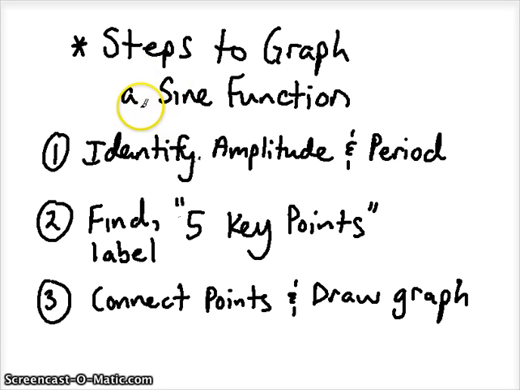So in general, if you can identify the amplitude and the period, and then find and label what I call 5 key points on your graph, and then connect those points and draw your graph, you'll be able to graph a sine function. So we'll go through these steps and we'll do some examples here.